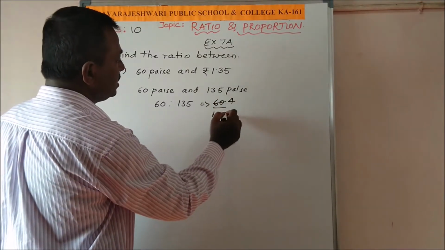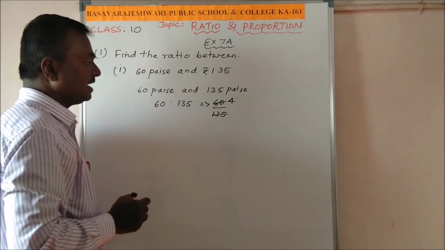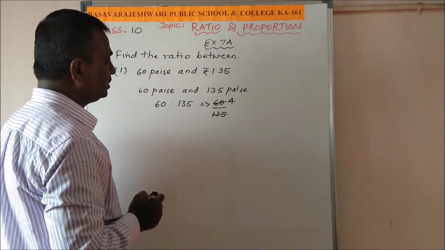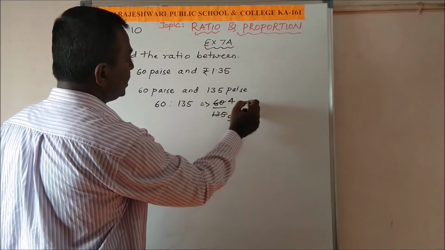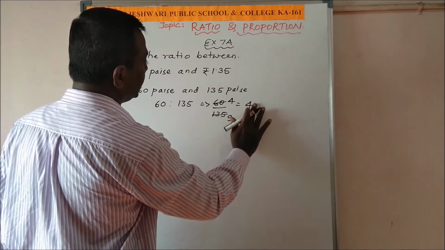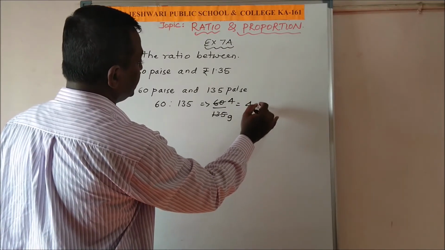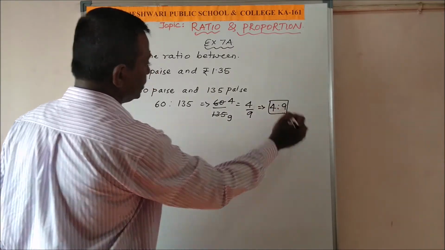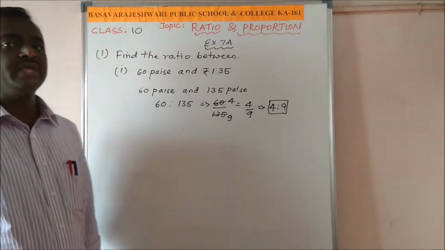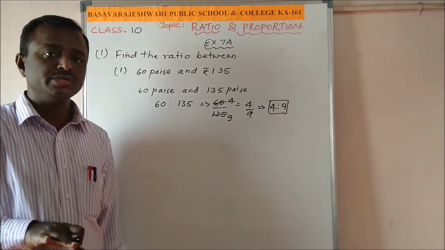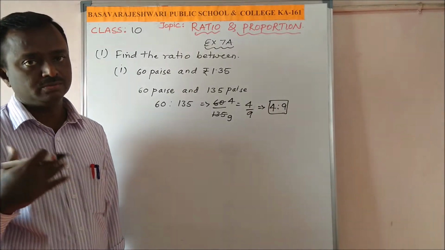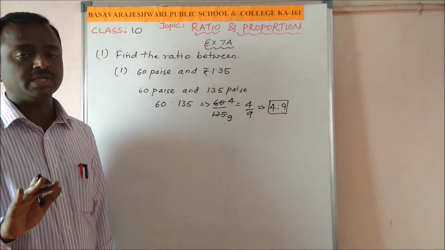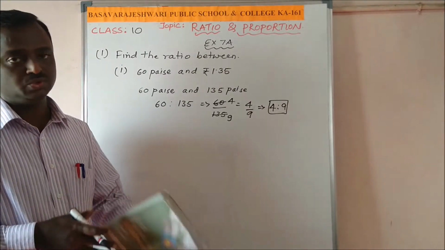15 fours are 60, 15 nines are 135. That is 4 by 9, that is equal to 4 is to 9. So this is the ratio. So if they are not in the same kind and same units, we have to convert them into the same kind and same units. Then we have to find the ratio between those two.